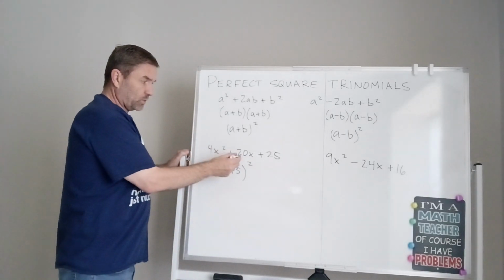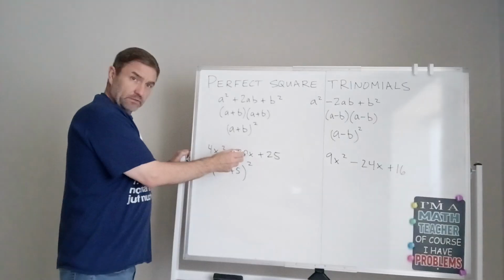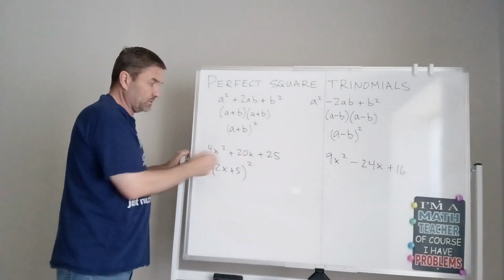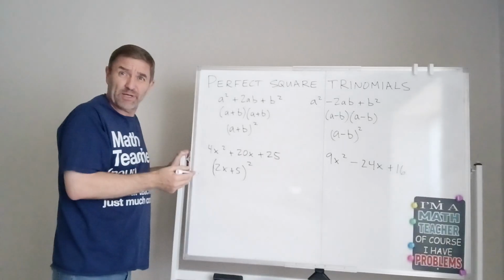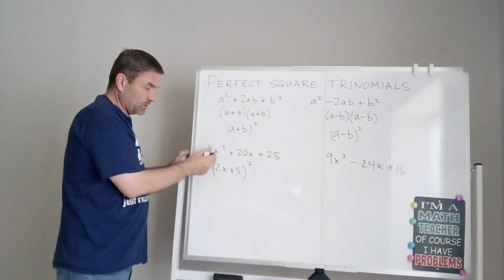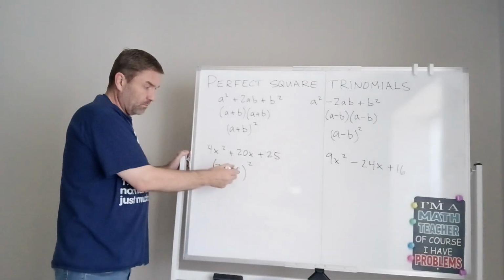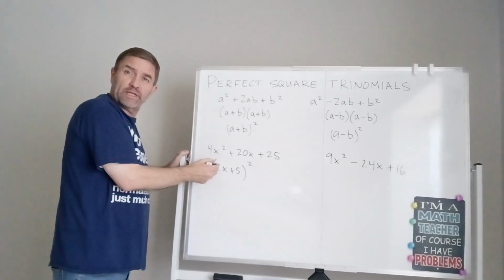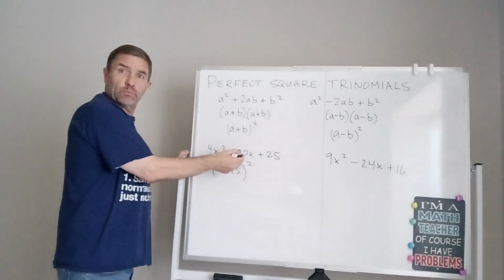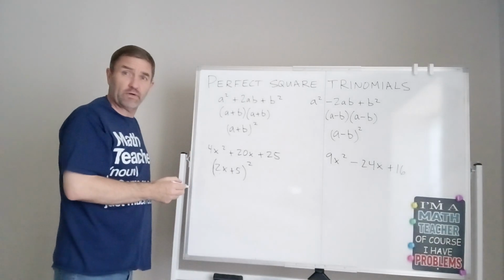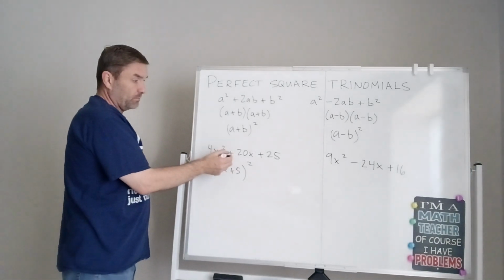This number is always double the product of these two square roots. Now that's a mouthful, isn't it? So first thing we do is we take the square root of this, we take the square root of that. Then we take the product of that, we multiply them together, and we double it. If that's your middle term, it was a perfect square trinomial, and then there you go, 2x plus 5 squared. And you know this is a plus because that was a plus.